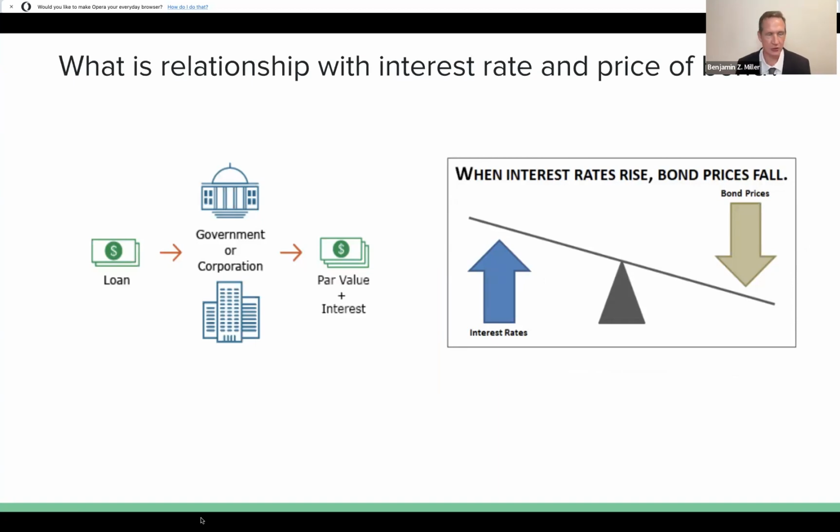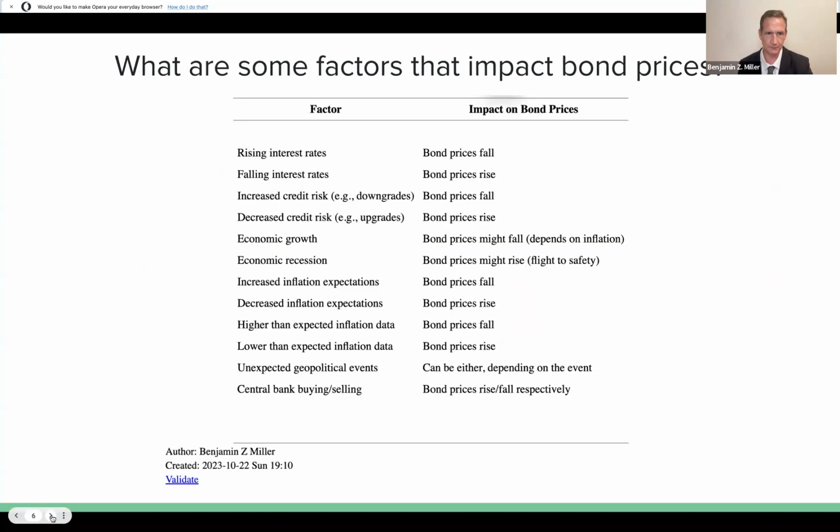So what's the relationship between the interest rate and the bond price? It's simple. When the interest rate increases, the bond prices fall, and this happens because in a situation like that, it's less attractive to buy an old bond if you could buy a new bond that has a higher interest rate, and vice versa. So that's how that works.